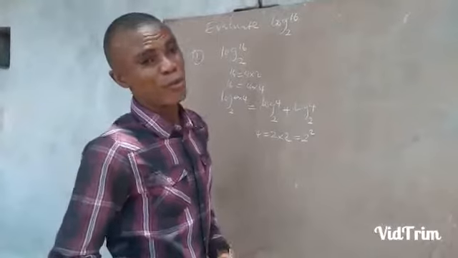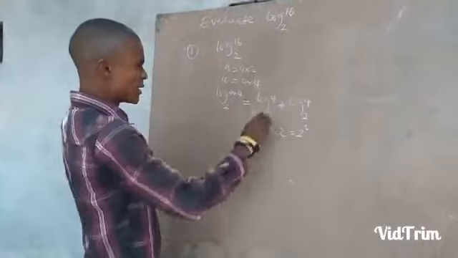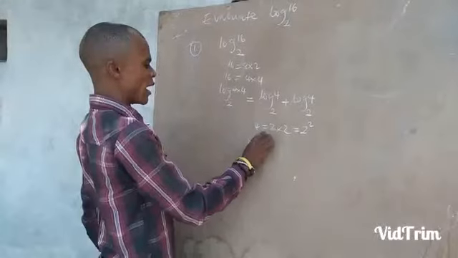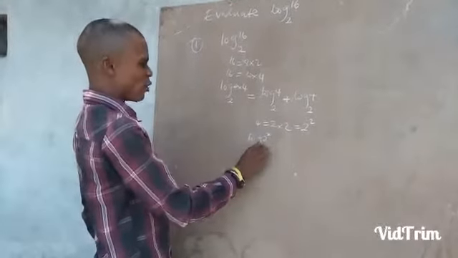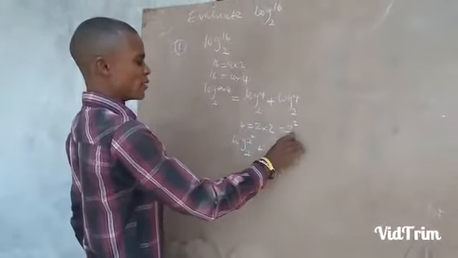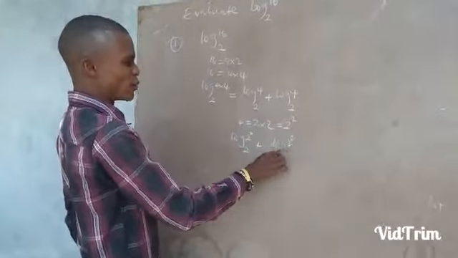Wherever we see 4, we put 2 squared. If that is the case, the log of 4 appears here, it becomes 2 squared, and the 2 that is down here comes. Plus the 4 here becomes again 2 squared, and the 2 here comes down.